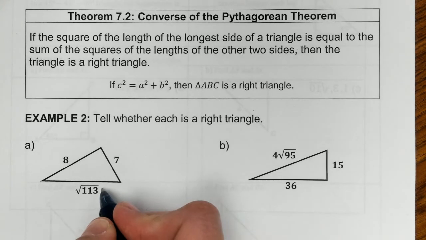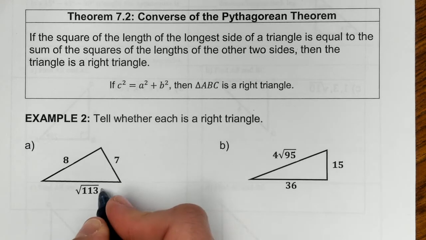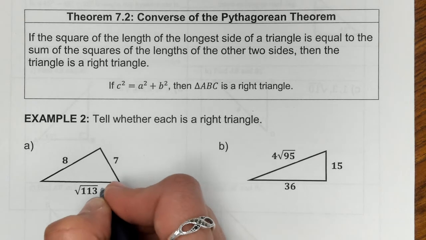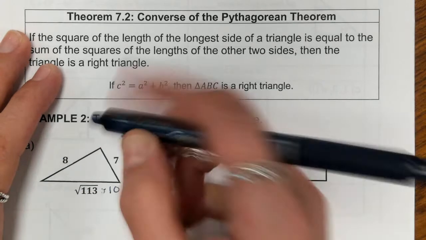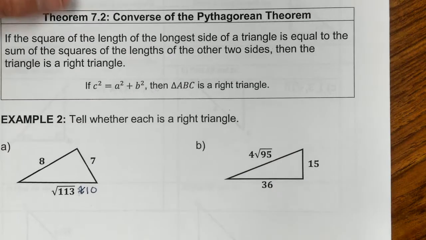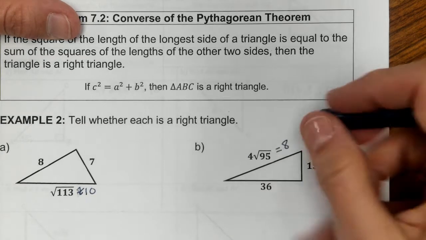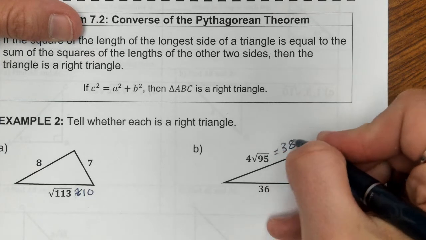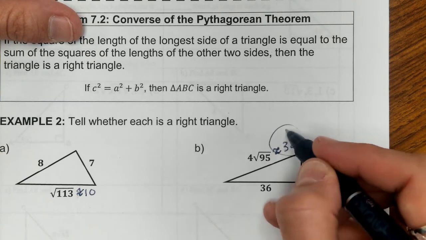On the other video, what I should have done is not drawn in the 90-degree angles. I should have shown instead, you need to figure out what this is. Square root of 113 is going to come out to roughly 10 and some change. That way you can figure out which one is going to be the larger side. Over here with B, 4 square root of 95 came out to, I keep writing 8 for some reason, a little bit more than 38. So we knew that this was going to be C.